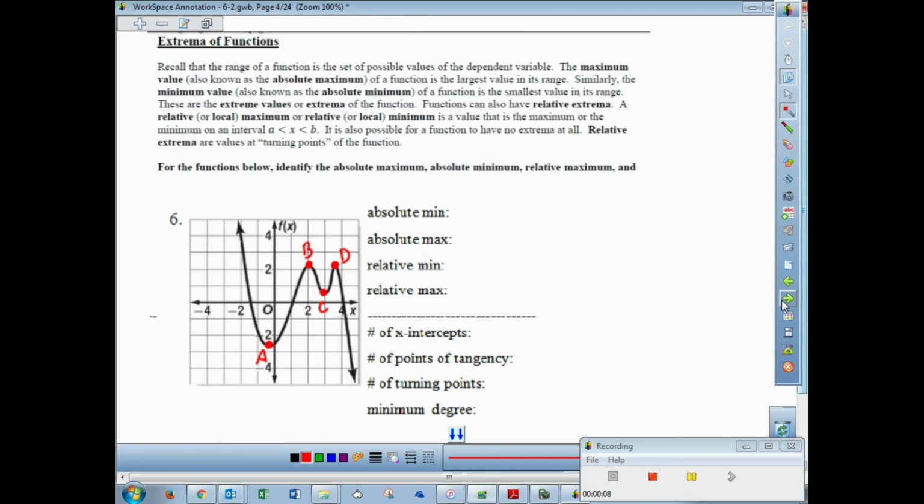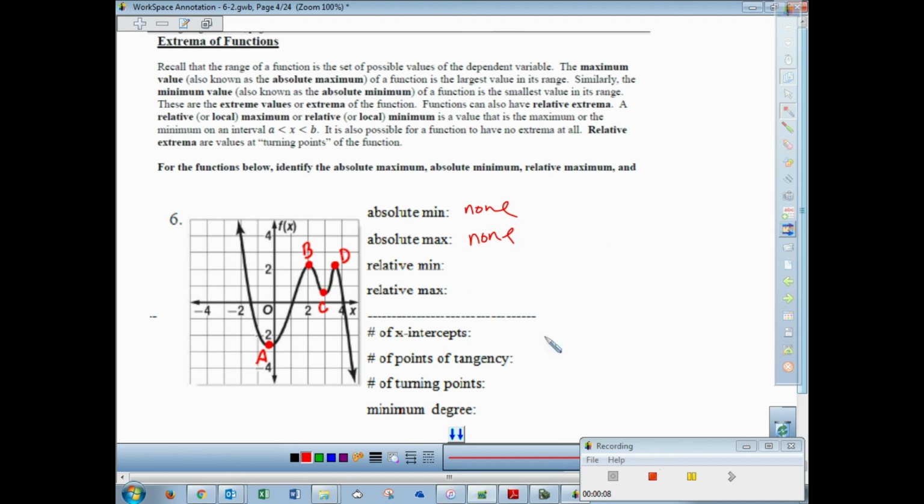Absolute min. First of all, the easy thing to realize is what kind of degree does this have, even or odd? It's got odd. That means that this guy's got to go down to negative infinity, correct? So there is none for an absolute minimum. Absolute maximum? None. Can't happen when you have an odd degree, because odd degrees go different directions, right? It's got to go up to infinity and down to negative infinity. That's called the range of this function, from negative infinity to positive infinity.